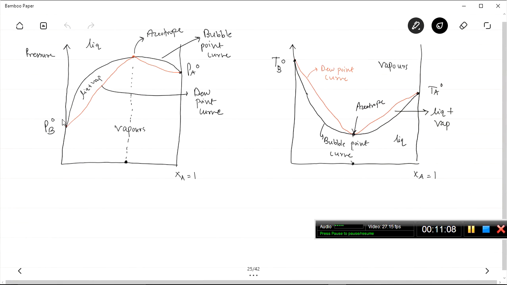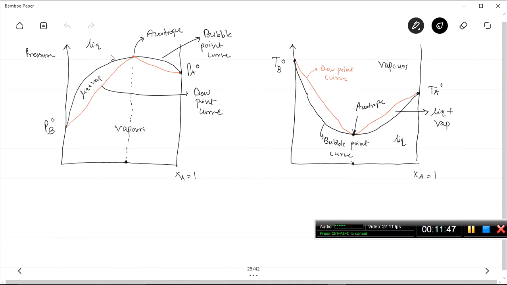Now let's make a graph of pressure versus composition of A in the liquid phase. The bubble point curve that I have drawn in the black line is the one which has huge positive deviation from Raoult's law. According to Raoult's law, this line should have been a straight line joining these 2 points, but because of the positive deviation, the graph becomes like this. Now the dew point curve looks, let's say, something like this, the red line.